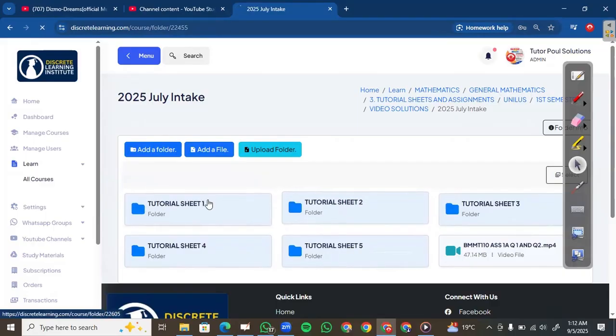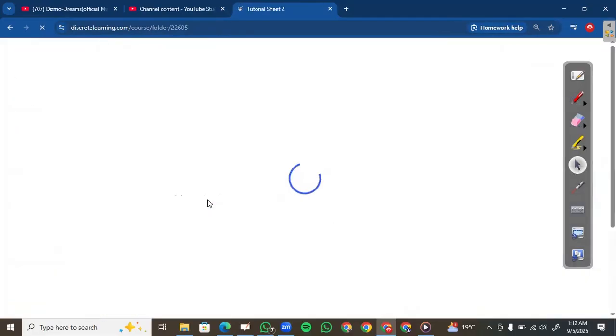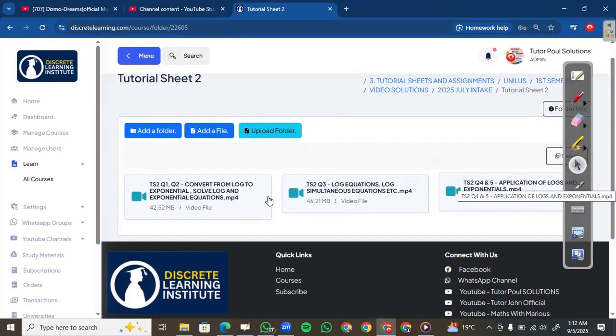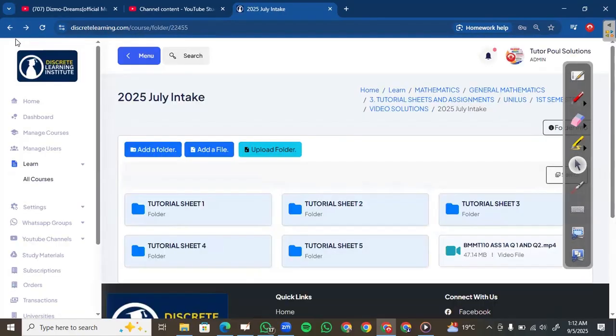So you can open maybe tutorial sheet 2. We try to check if there are videos there. You see that there are videos there from question 1, 2, 3, 4, 5. So we just had 5 questions in that tutorial sheet. We solved all of them. And we also solved some assignments. Some people sent me this assignment. We solved it, so you can access it there. So make sure that you watch all these videos, then you'll be good to go for your exams.